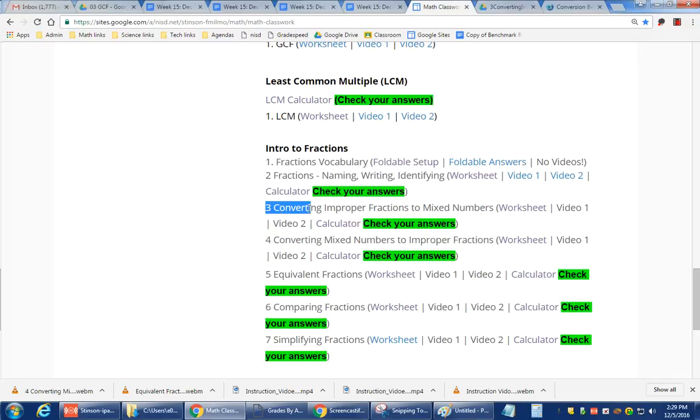Welcome. Today you're going to be converting improper fractions to mixed numbers. We gave you a worksheet, so go ahead and open the worksheet. Keep in mind that there's also a calculator.